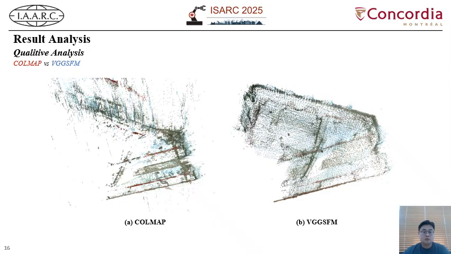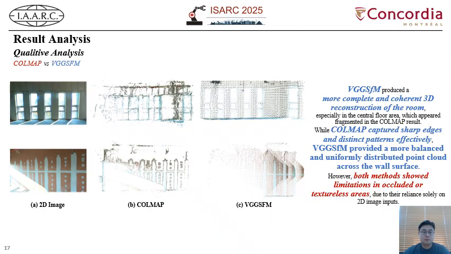Here we compare the qualitative outputs. VGGSfM produced a more complete and coherent 3D reconstruction of the room, especially in the central floor area, which appeared fragmented in the COLMAP result. While COLMAP captured sharp edges and distinct patterns effectively, VGGSfM provided a more balanced and uniformly distributed point cloud across the wall surface. However, both methods showed limitations in occluded or textureless areas.